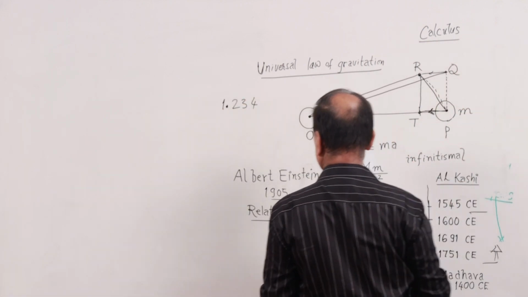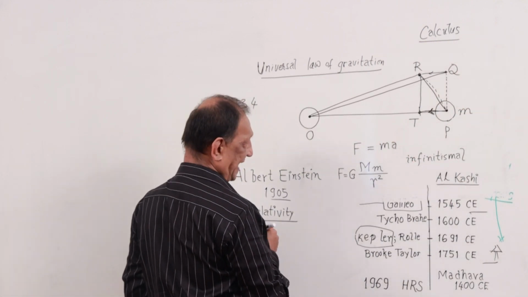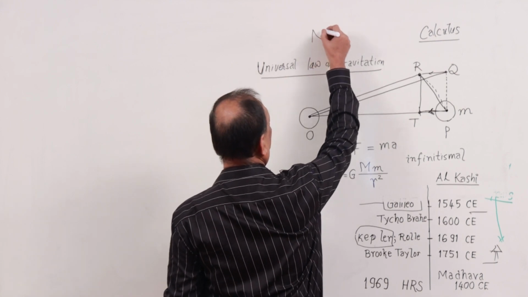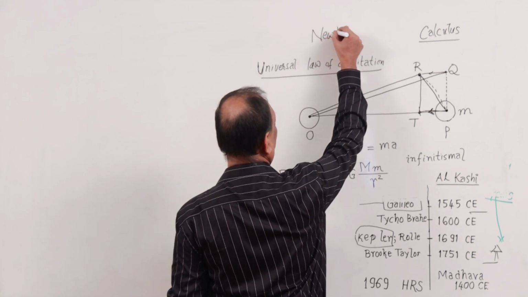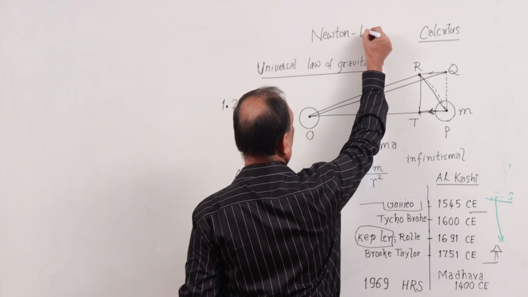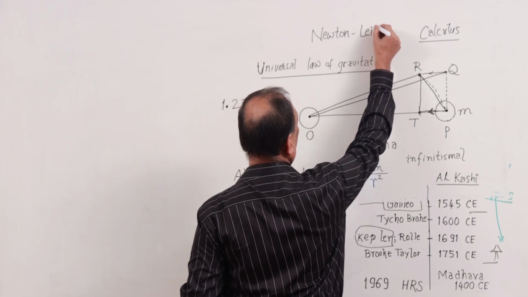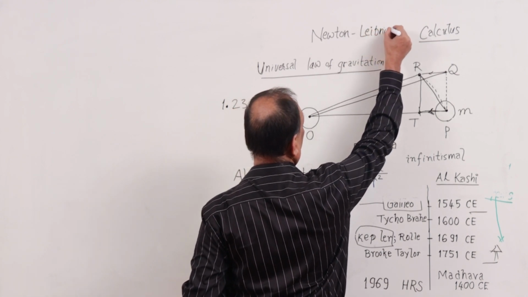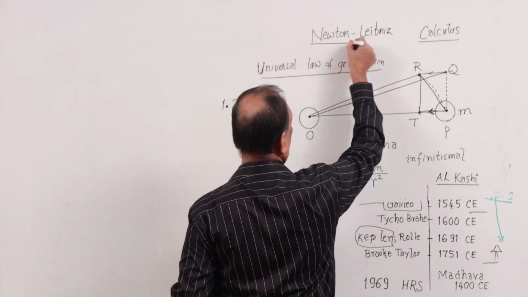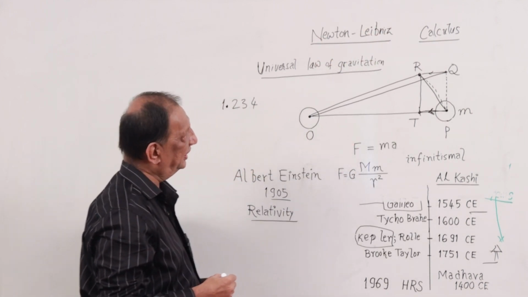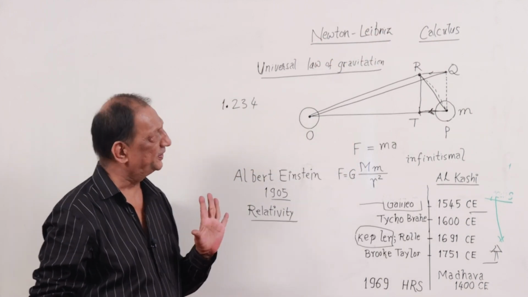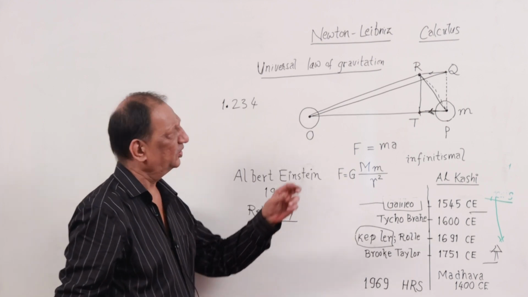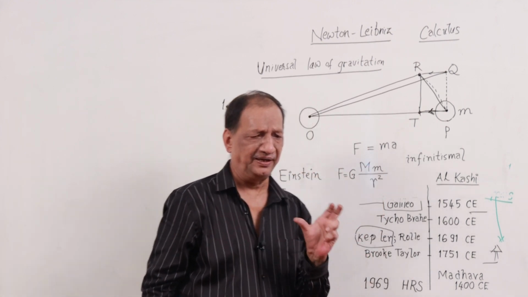So we write that as Newton dash. You can call it Newtonian calculus or you can call it Newton-Leibniz calculus. Gottfried Leibniz. So Newton-Leibniz calculus is what we call it, because almost around the same time they invented calculus.